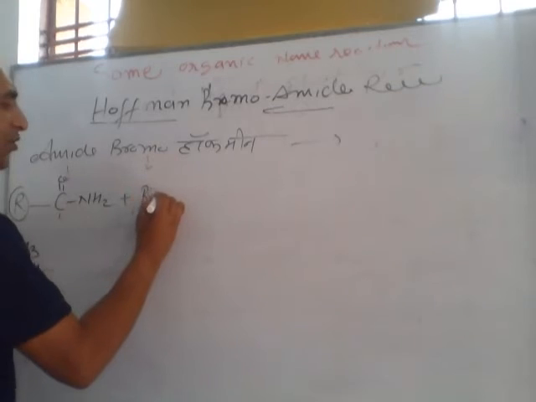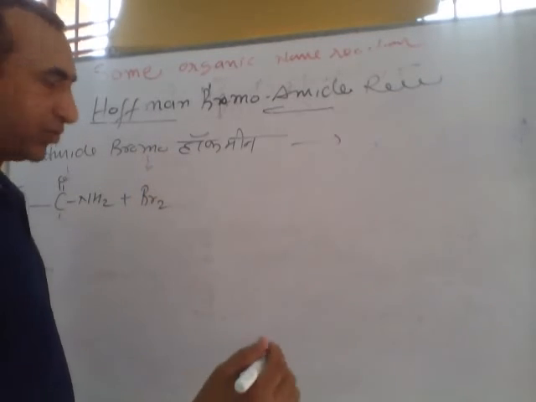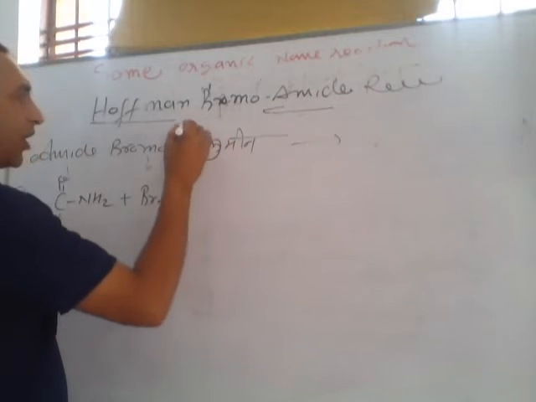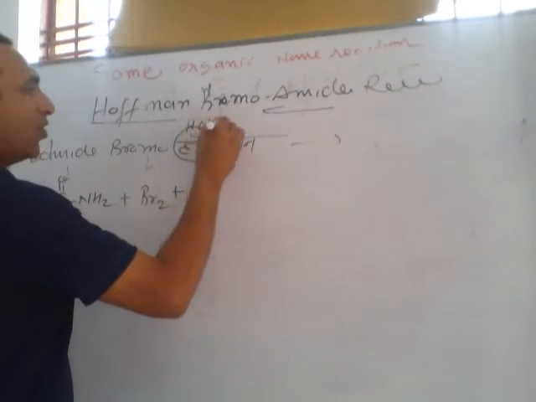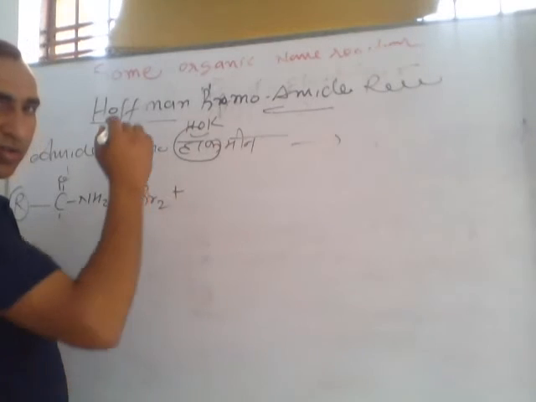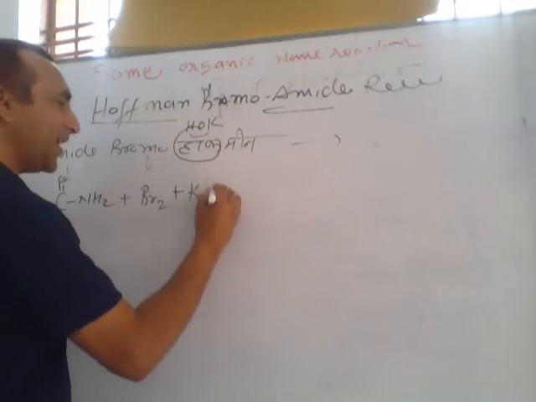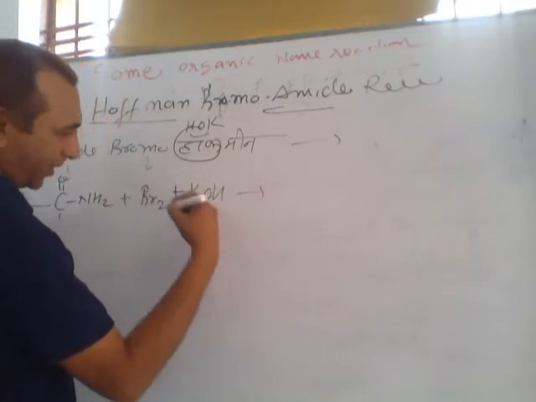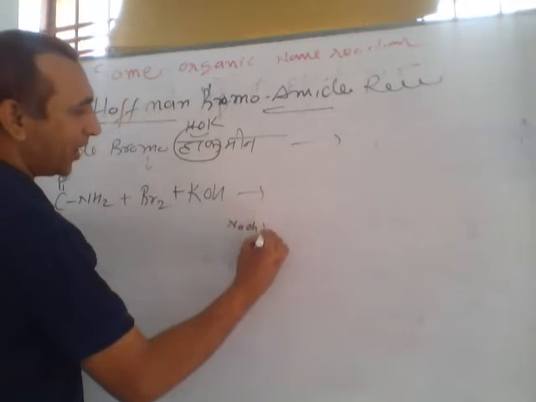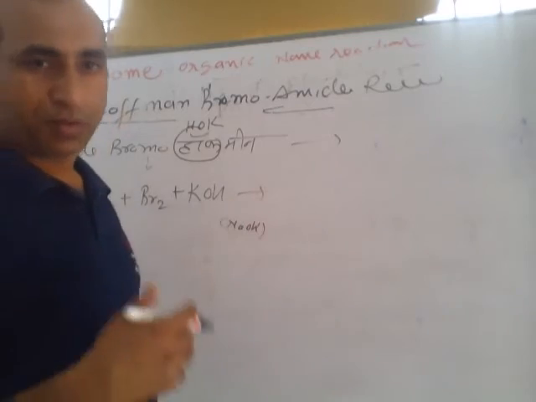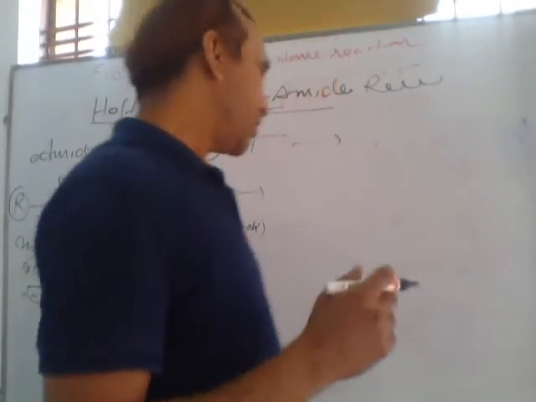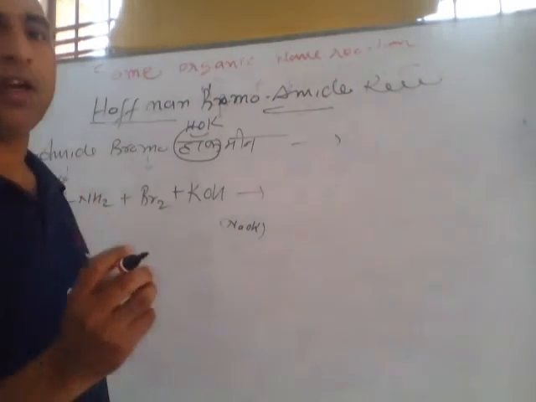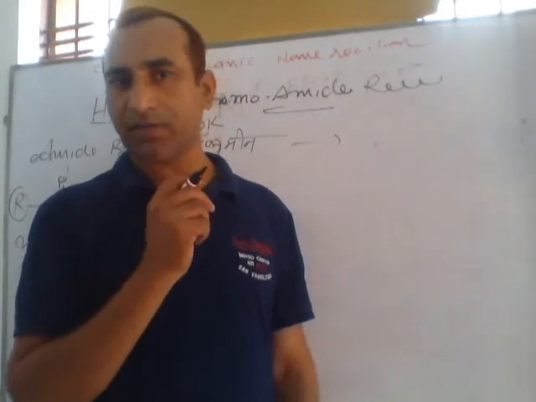Br means we are using Br2. Bromo. Then the Hofmann part: the meaning of Hof is HOK, so for HOK I am writing here KOH, the potassium hydroxide. Instead of potassium hydroxide, you can also use NaOH. Here we are using a strong base, potassium hydroxide or sodium hydroxide. So these three reactants are the basic materials for the Hofmann bromamide reaction.